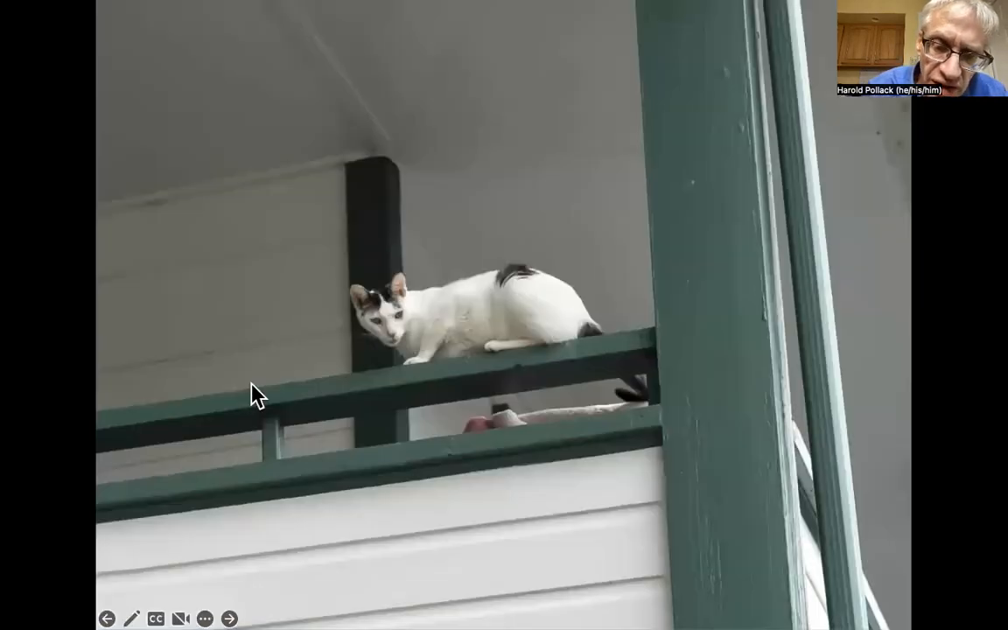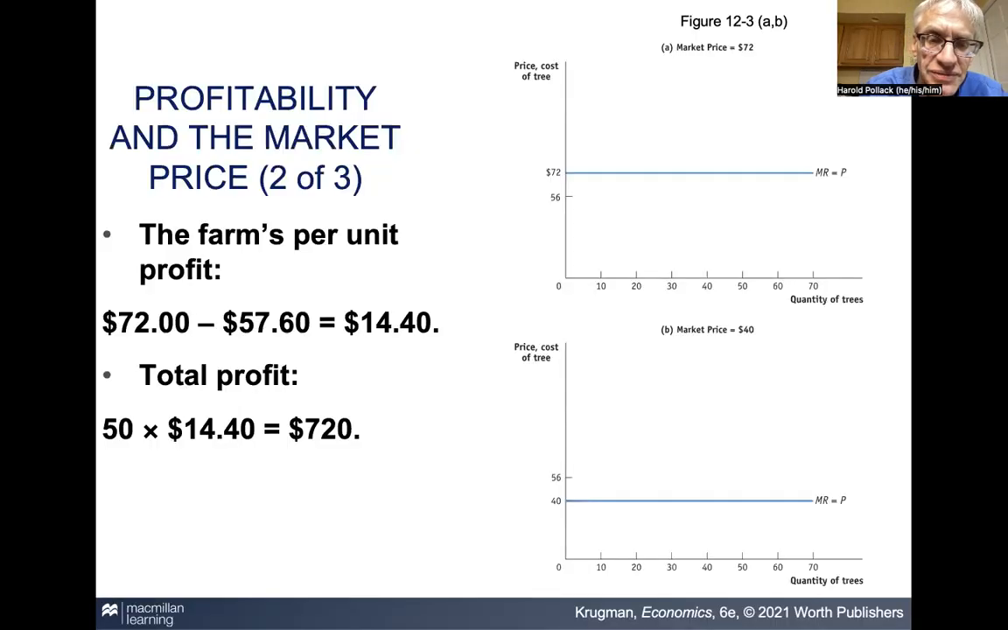It's just a cat that I saw in Chautauqua, New York, up on a ledge. Okay.